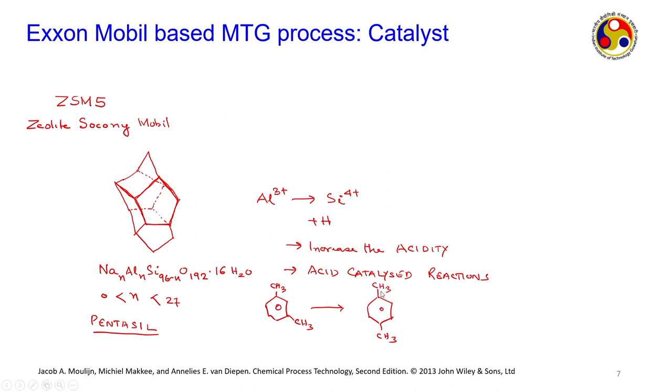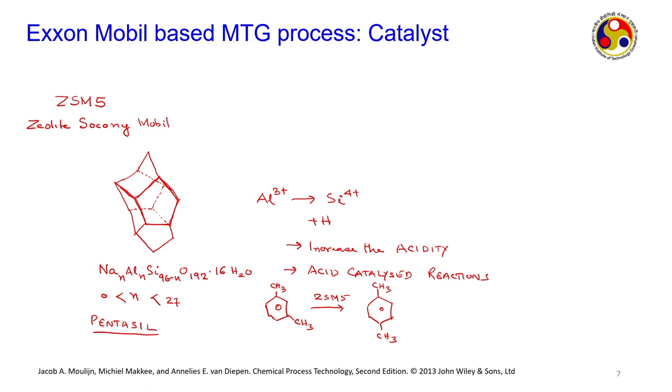So it means that when you use this ZSM5 on this reaction, within the catalyst pores, they are made in such a manner it will allow the paraxylene to pass through and inhibit the metaxylene. So that is why you tune the reaction. That's why these are very important.